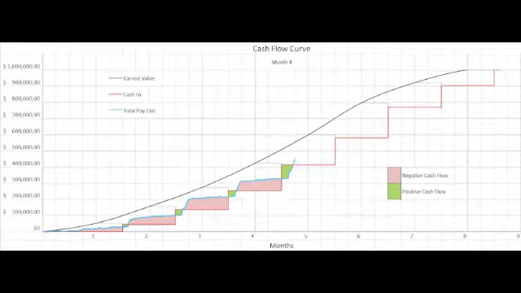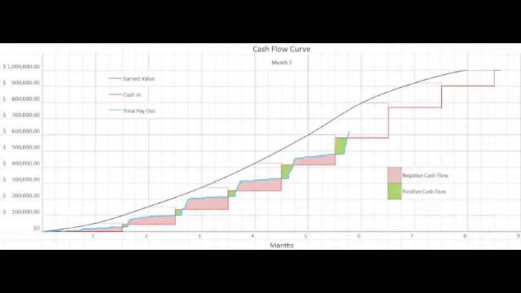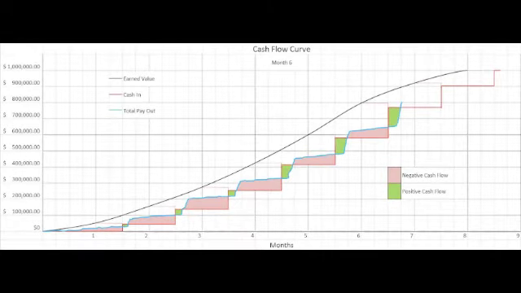Remember that due to the amount of subcontracted work that we have on this job, our total payout line will remain flat for the most part until we reach our 45-day pay periods, in which then it'll increase quickly.